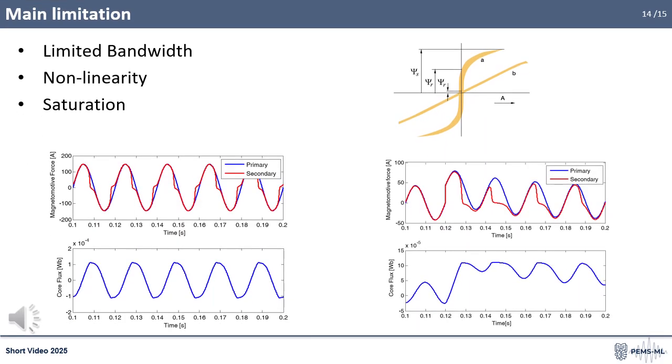The main limits of the CT are related to the limited bandwidth, the nonlinear behavior, and the saturation effect due to the presence of the magnetic core.